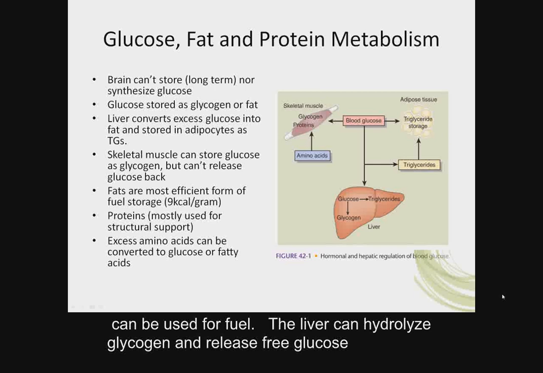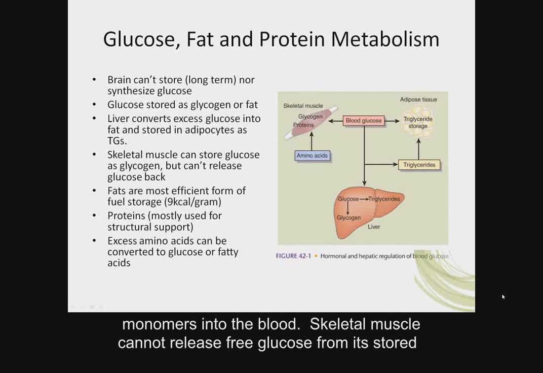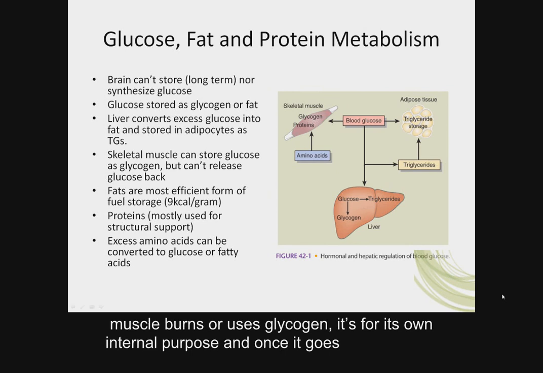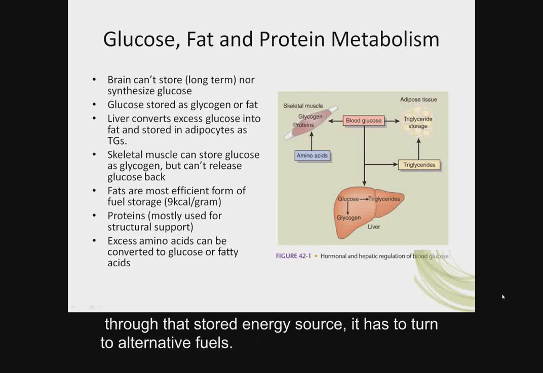The liver can hydrolyze glycogen and release free glucose monomers into the blood. Skeletal muscle cannot release free glucose from its stored glycogen. It lacks the appropriate enzyme, glucose 6-phosphatase. When skeletal muscle burns or uses glycogen, it's for its own internal purpose, and once it goes through that stored energy source, it has to turn to alternative fuels. Triglycerides are stored in adipose tissue.